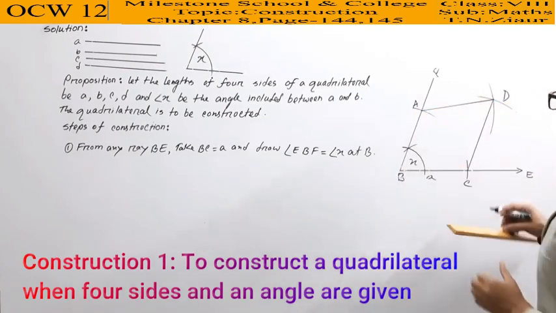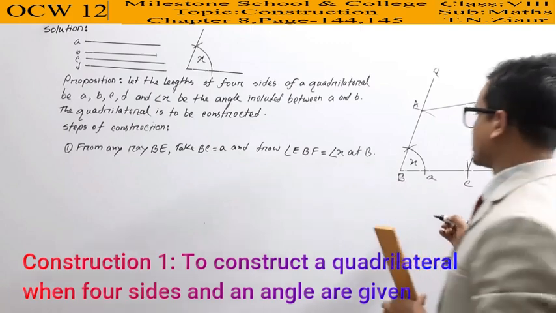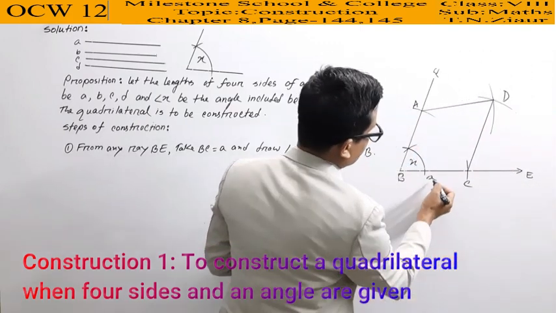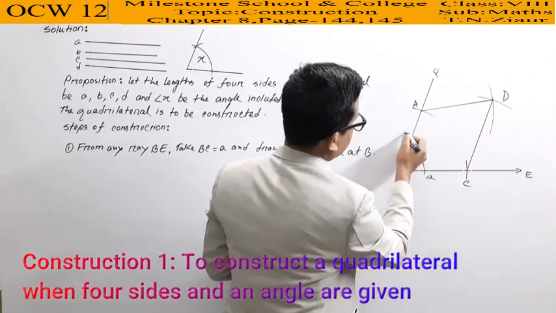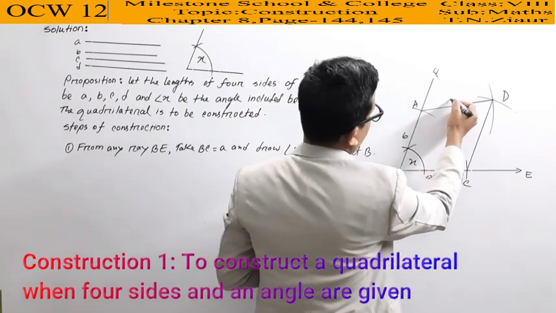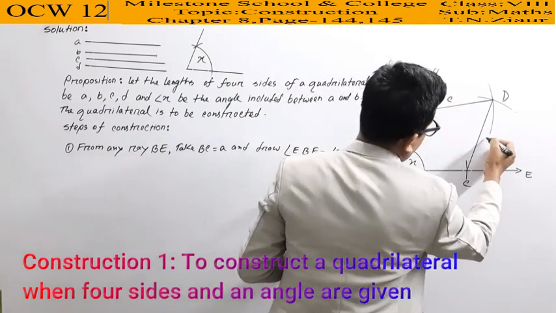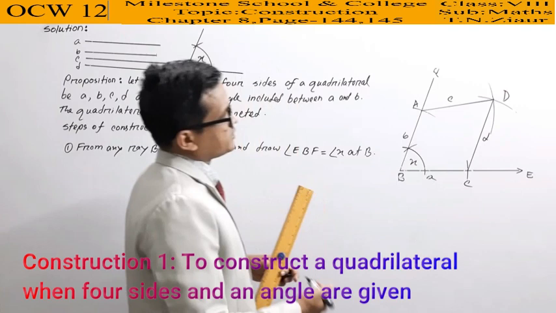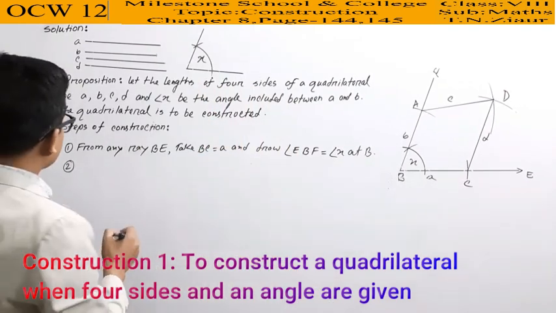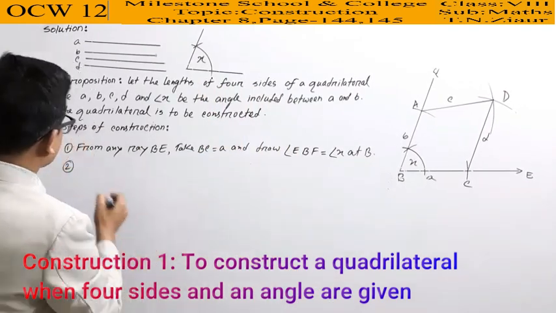So ABCD is a required quadrilateral. Here this one I have taken A, this one is B, right? And this one I have taken C, the length of C, this one I have taken is D. Now, dear students, we have to write the step of construction number 2.